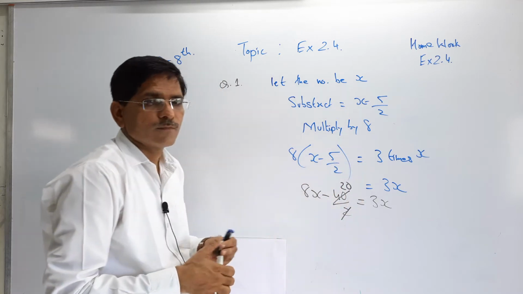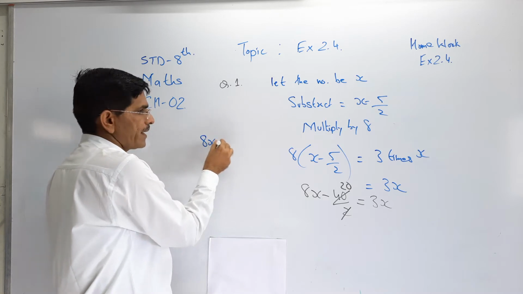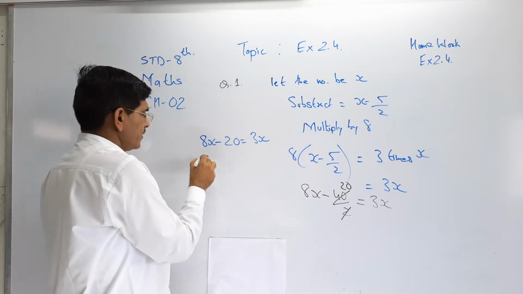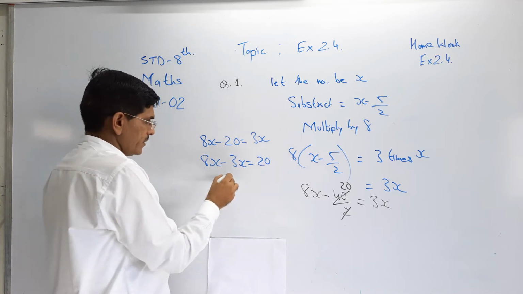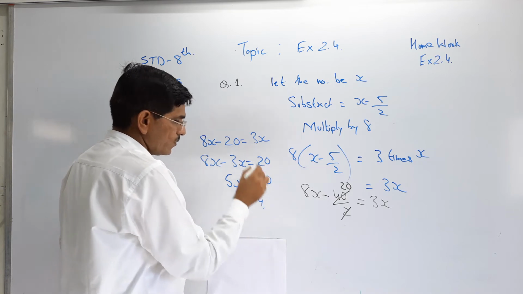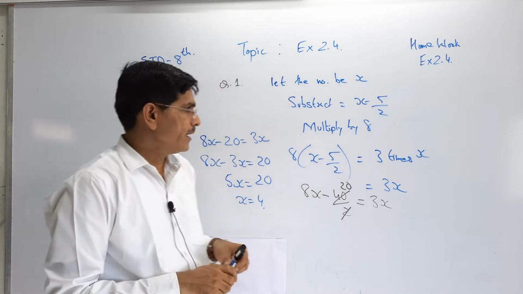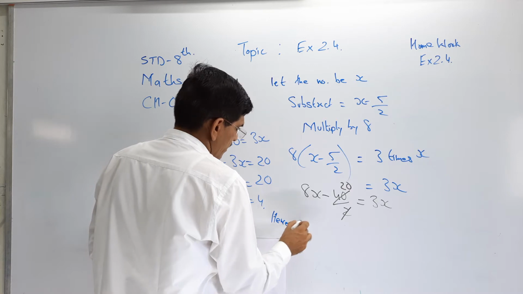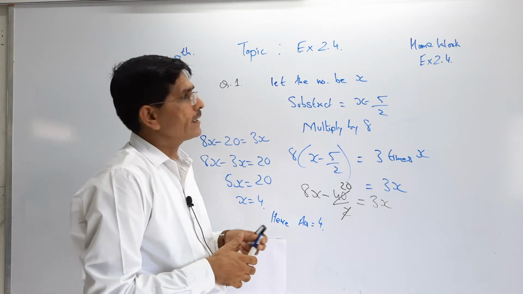Now if we cancel it, that is 20. So 8x minus 20 is equal to 3x. So 8x minus 3x is equal to 20. So 5x is equal to 20. So x is equal to 4. The number I get is 4. Hence the answer is 4. Clear?